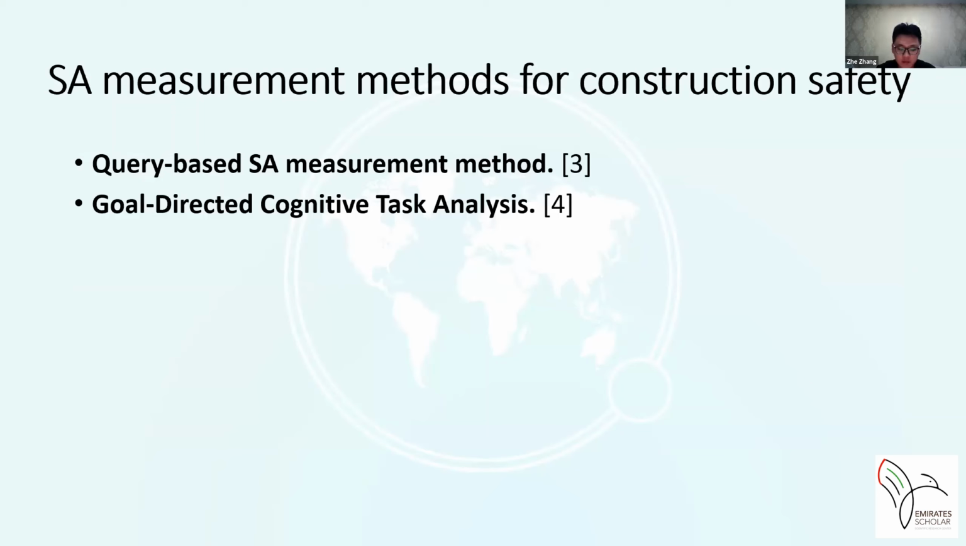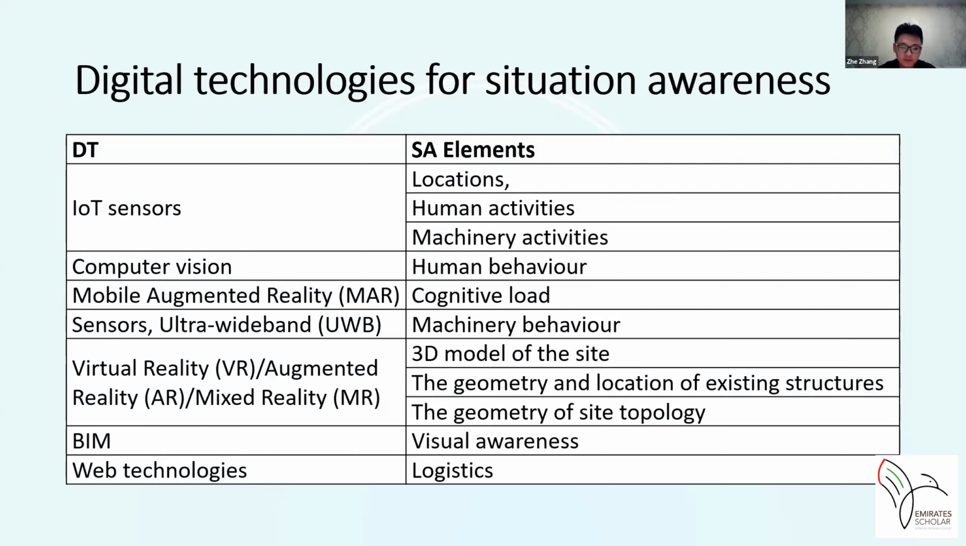Javier and Masood applied the goal-directed cognitive task analysis technique to investigate the key goals and assay requirements and develop assay-centered construction management methods and an IT tool to improve stakeholders' decision-making process. Plenty of DTs were utilized to measure, develop, and maintain assay at perception, comprehension, and projection levels.